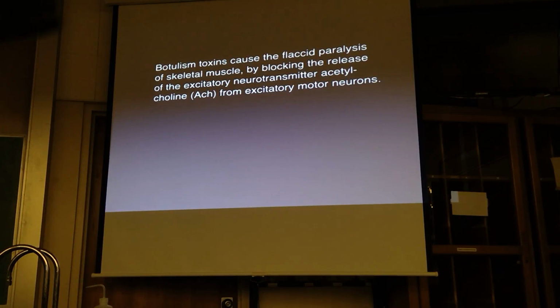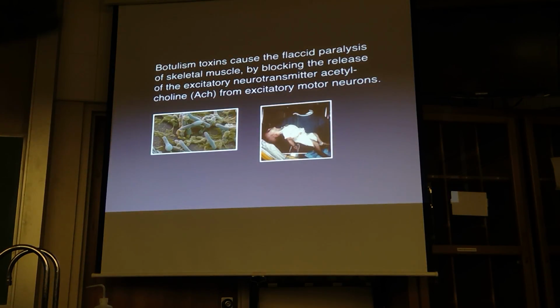I think there's 3 different types of botulism toxins. They're some of the most toxic substances known to humankind. Consequently, wouldn't you know, some people inject themselves with it. Well, actually, they have somebody else inject them with it.